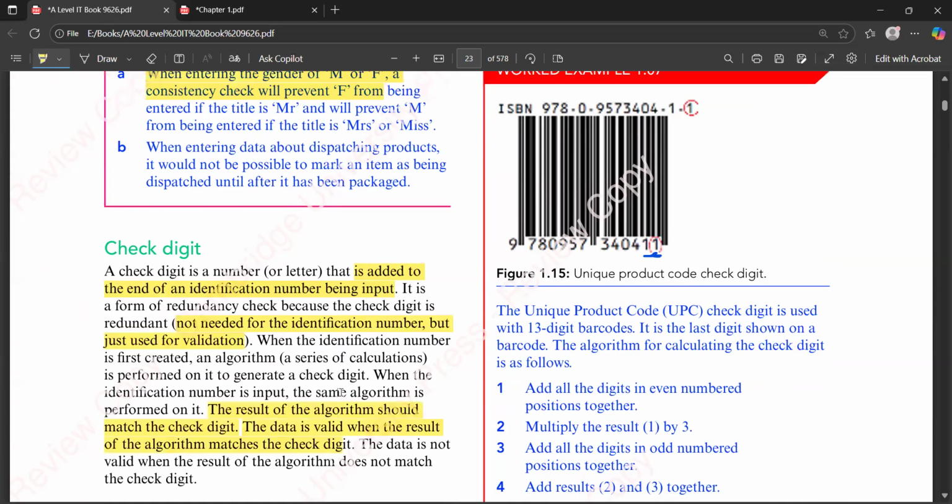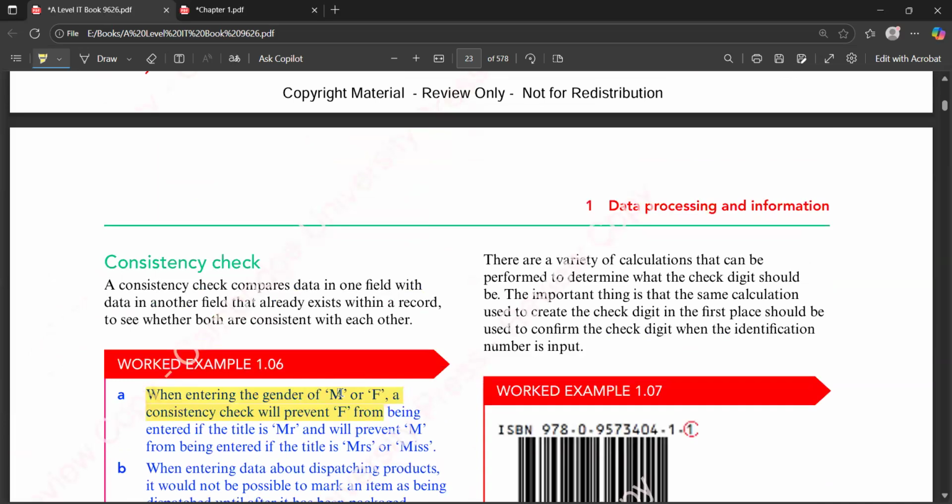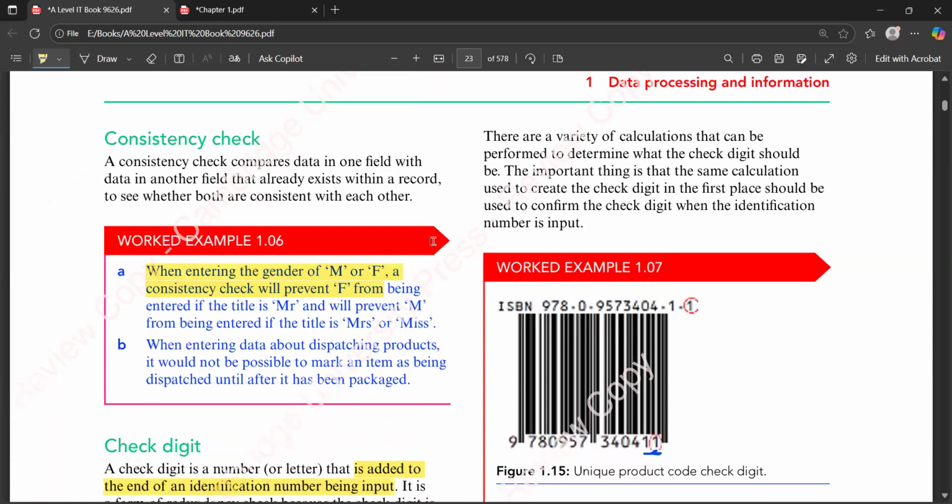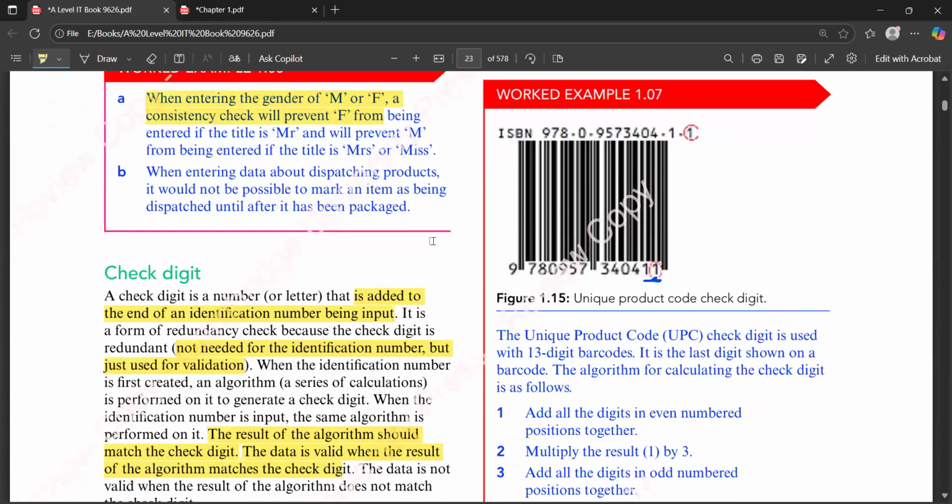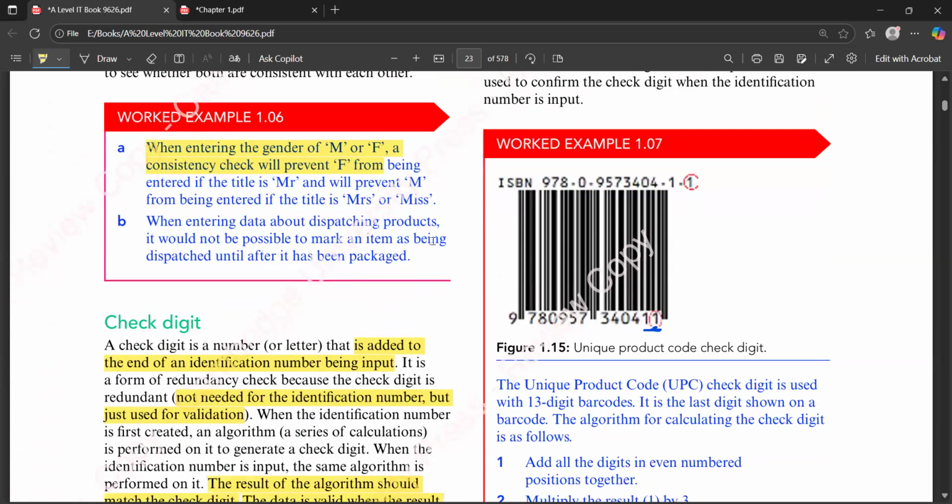So let me show you an example right here. There are a variety of ways to calculate or find out a check digit. You do not have to learn all of them, but you need to understand. So let's check this example. This is basically an ISBN. ISBN stands for International Standard Book Number.